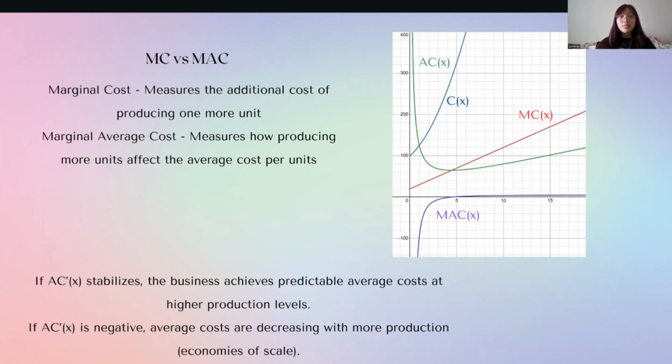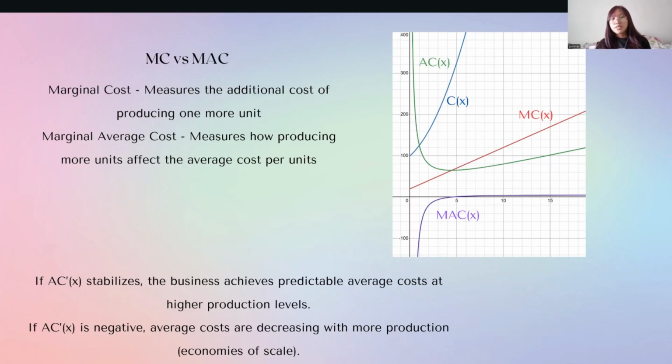Now let's take a look at the difference between marginal cost and marginal average cost. Marginal cost measures the additional cost of producing one more unit, while marginal average cost measures how producing more units affects the average cost per unit. Essentially, if marginal average cost stabilizes, the business has achieved predictable average costs at higher production levels. And if it's negative, it means that the average costs are decreasing with more production.